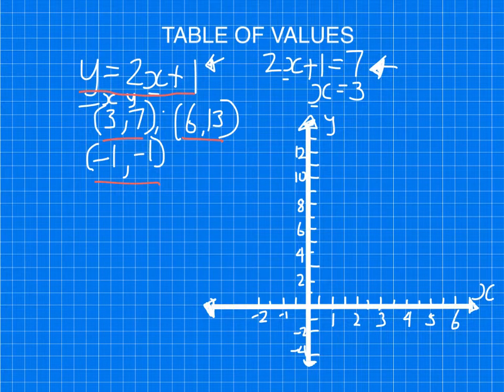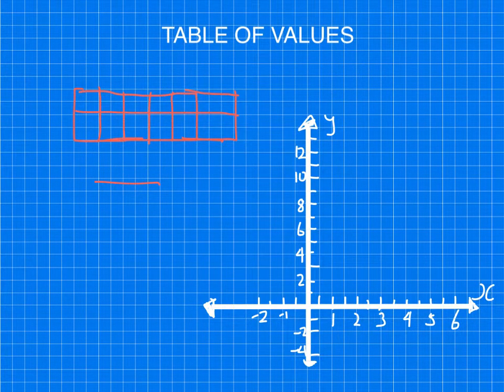So let's look at an example. Let's say I want to graph the equation y equals minus 2x plus 4. What you do with the table of values is draw up a table like this, with a row for your x values and a row for your y values.